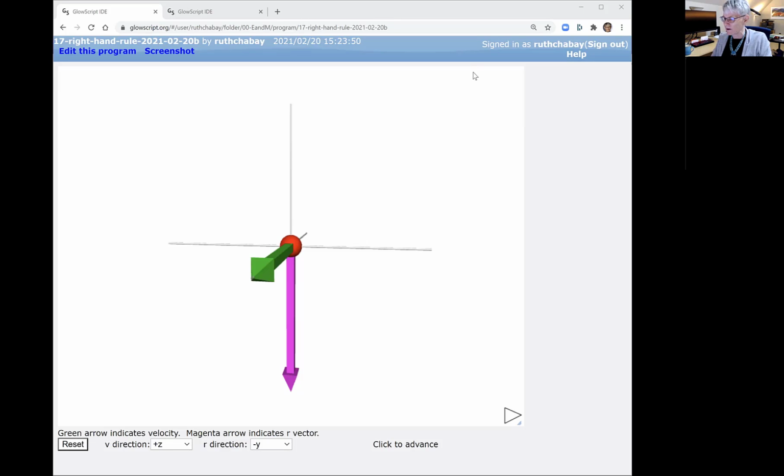Okay, so here's what you said. So the majority say plus x, there's a minority saying minus x, and then there's some noise here. So let's see what happens.